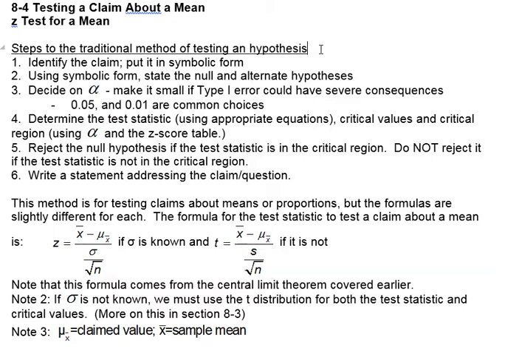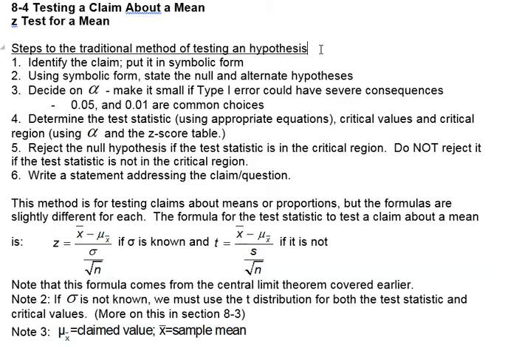So the difference between those two, remember, null is the one that has equality in it, alternate does not have equality in it. Decide on alpha. Often in the text questions this is given. Determine the test statistic.